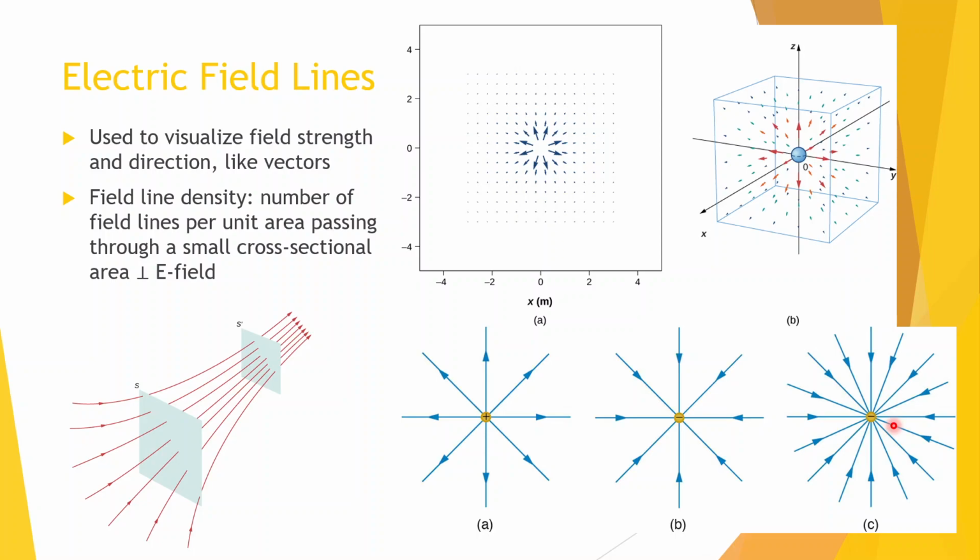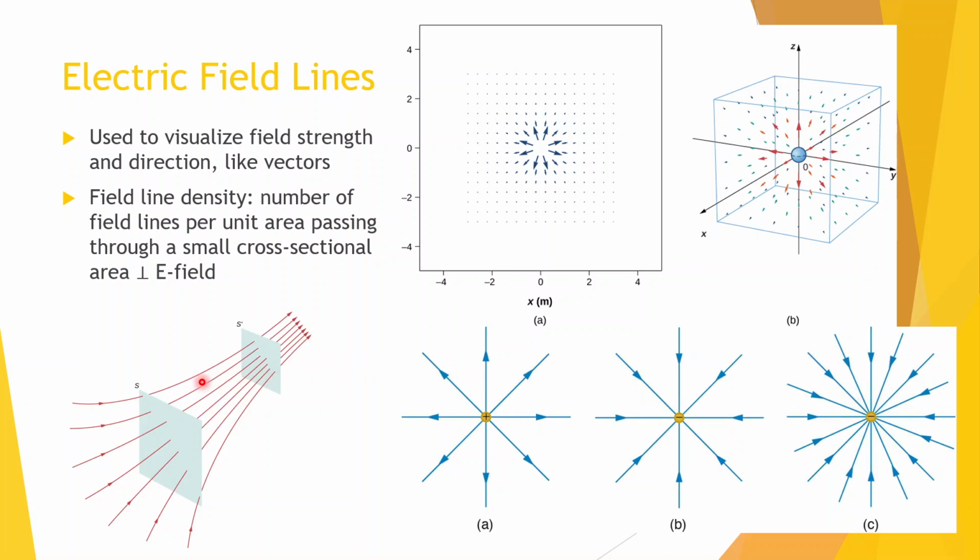If we have a charge that is twice the amount of this negative charge here, so we have, like, say 2 or 3 times this charge, we have more electric field lines. So this is another way that we can represent this, more electric field lines, okay?